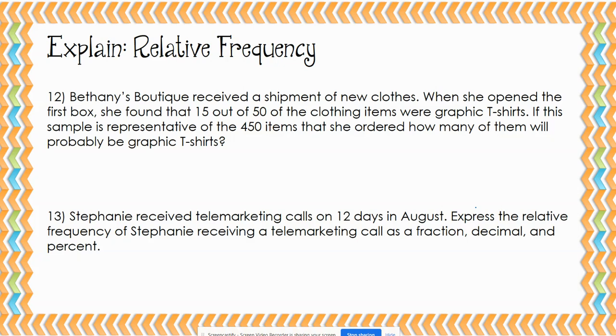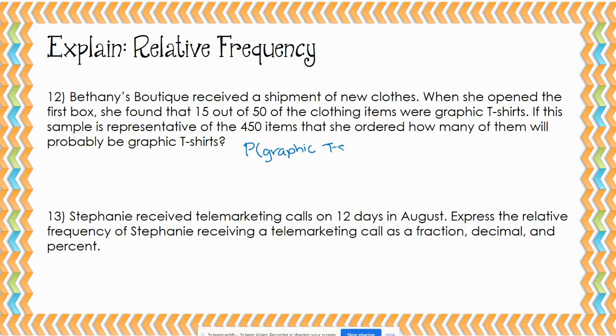Number 12 says Bethany's boutique received a shipment of new clothes. When she opened the first box, she found that 15 out of 50 of the clothing items were graphic t-shirts. If this sample is representative of the 450 items that she ordered, how many of them will probably be graphic t-shirts? Well, I want to know how many will be graphic t-shirts, so I'm going to use the probability that I know from the problem.